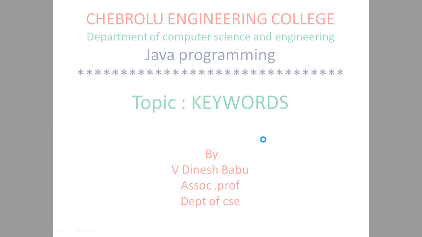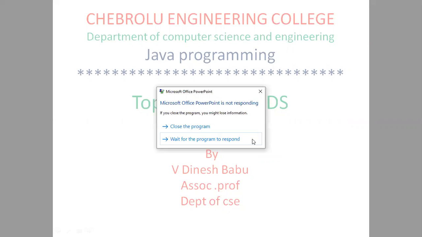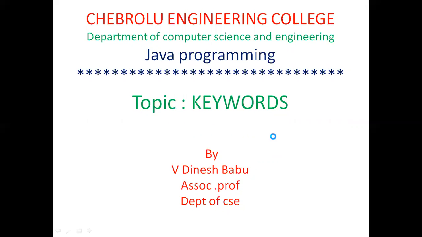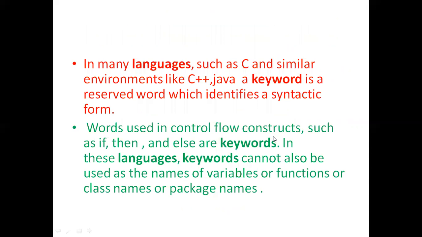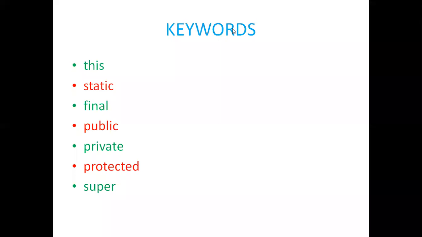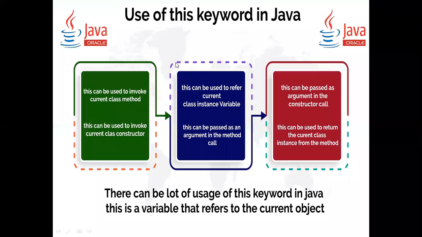For example, we started discussing the this keyword. For this keyword, we have seen mainly three things. The first one is that it can be used to refer to the current class instance variables. This is what we have seen in the last class.